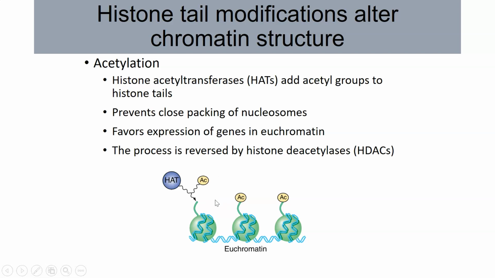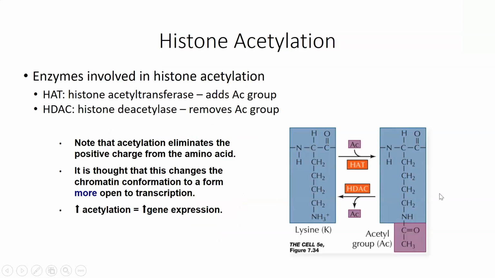Acetyl groups can be removed. The enzyme that removes them is called histone deacetylase, HDAC. This is just showing the amino acid that's involved in acetylation. It's called lysine, single letter code K. And histone acetyltransferase is going to add an acetyl group to the end of the R group of lysine, which has an amino group present. Here it is, the acetyl group added to the amino end of the R group on this lysine amino acid.